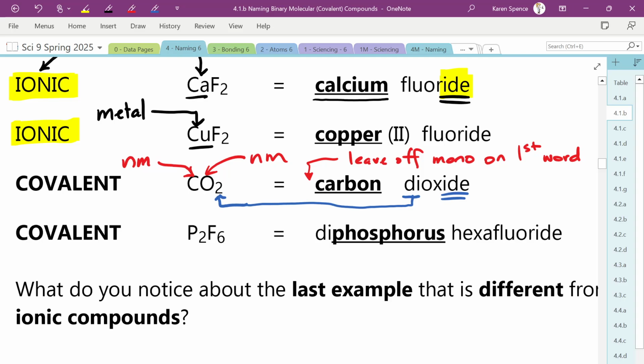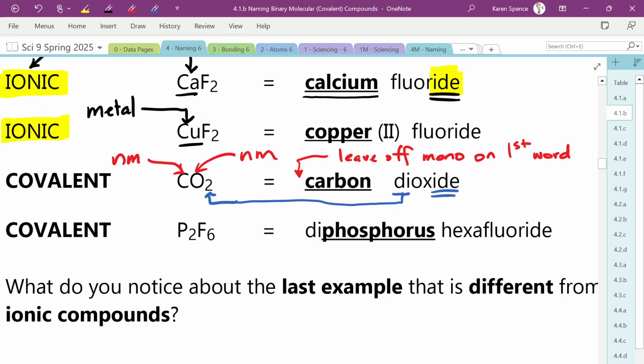Okay? In our next compound, we have P2. What is the prefix for 2? Di. So we put the di on phosphorus. Don't leave off di. Don't leave off anything on that first word except for, who do we leave off on the first word? Mono. Just mono. But if it's a di, you put it on. If it's a tri, you put it on. If it's hexa, put it on the first word. Everything goes on the first word except mono.